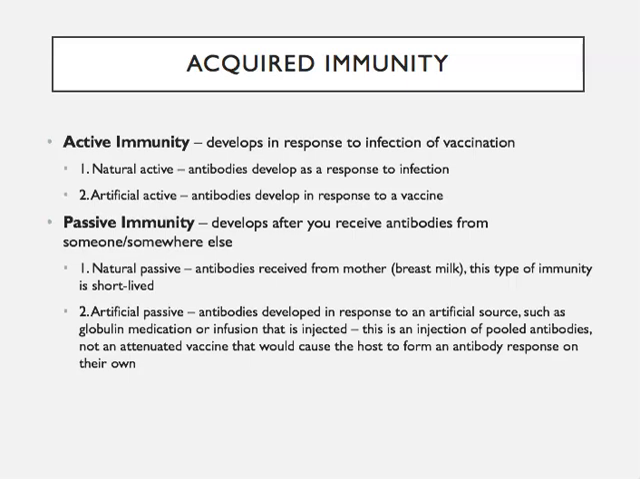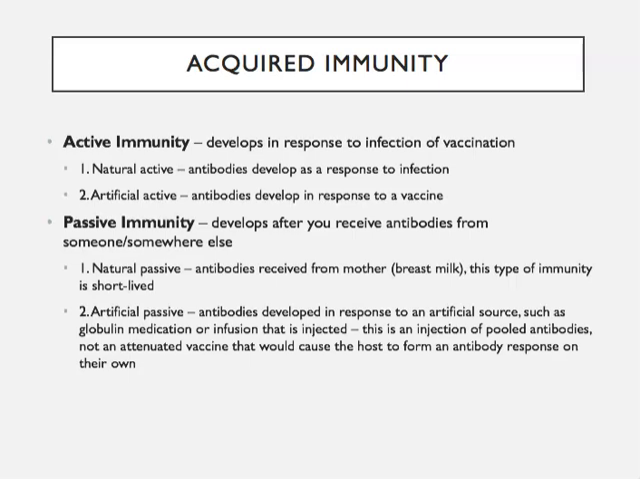Acquired immunity is kind of what it sounds like. It's immunity that develops through your lifetime through exposure to various diseases, vaccines, etc. So you have acquired this immunity by being exposed. That comes in a couple of different forms. Active immunity develops in response to infection or vaccination.